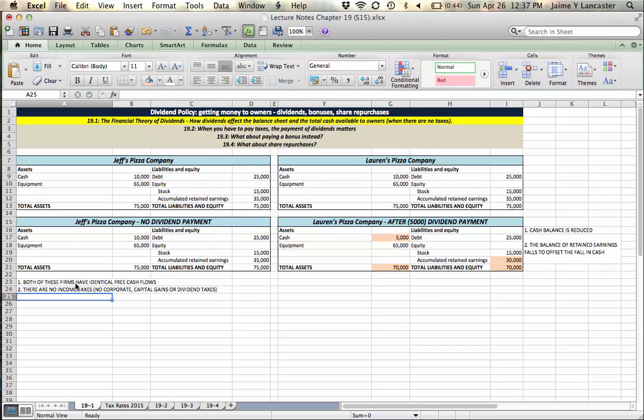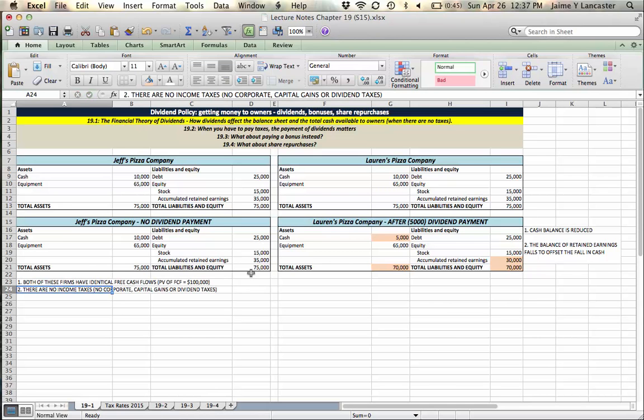So let's take a look and see how this decision to pay a dividend in Lauren's case and not pay a dividend in Jeff's case would impact these two people's ability to take money out of the business. And in order to do that, we're going to do a quick analysis as though they were selling the businesses, which we know they're not, or we're assuming they're not, but it's still going to give us some information on how money could come out of these firms.